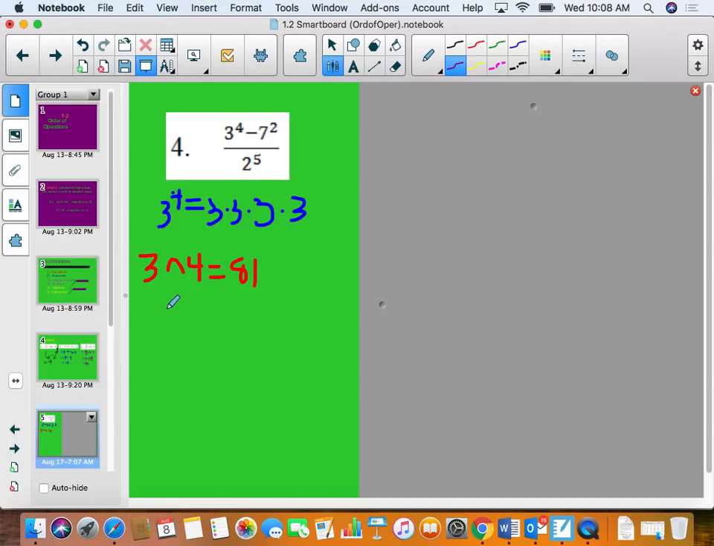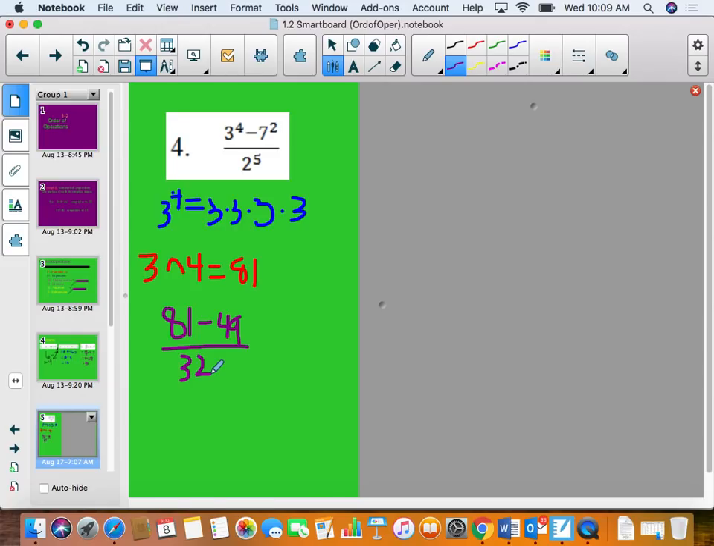So 3 to the 4th power, we said, becomes 81. Then I have minus 7 to the 2nd power. So again, if you use your calculator, you can put in 7 to the 2nd power, or 7 squared, and you should get 49. And then we have this fraction bar here. And on the bottom, I have 2 to the 5th power. Again, you can use that same button on your calculator, and you should be getting 32.